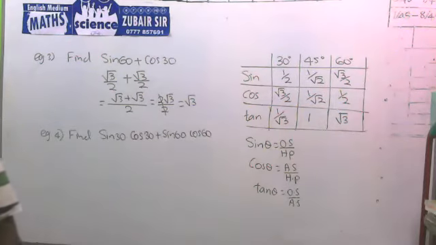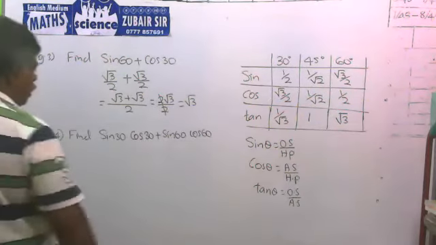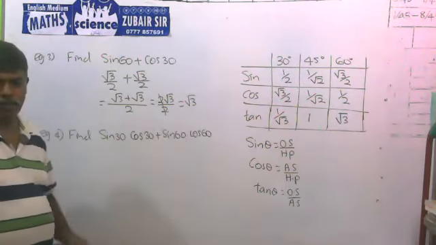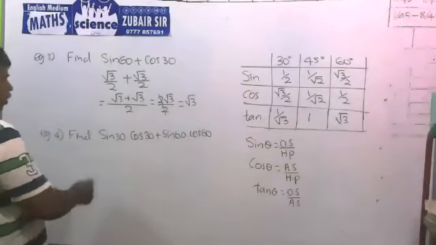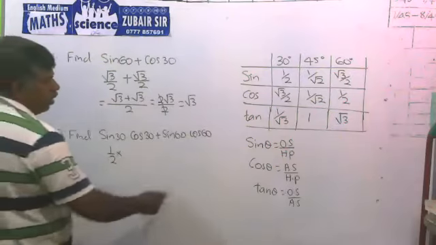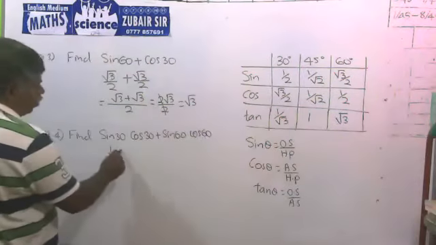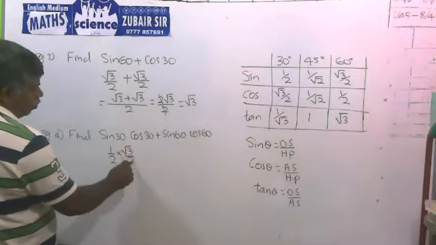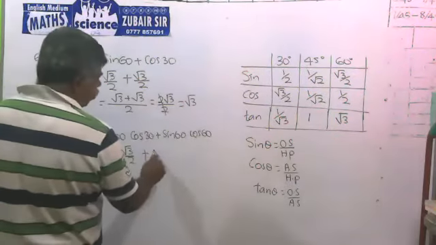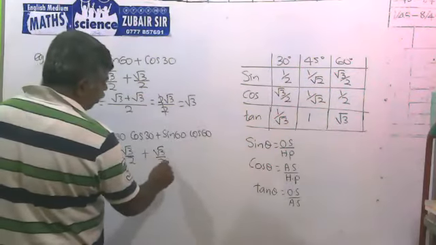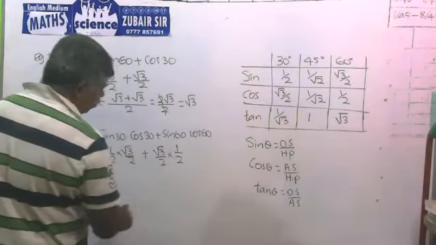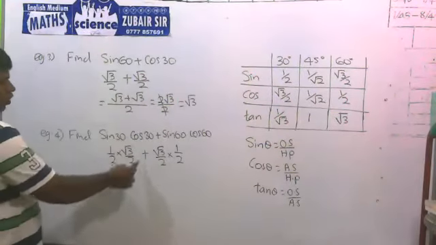Now they are asking you to find sine 30 cos 30 plus sine 60 cos 60. Then apply the values. Sine 30 is half, into cos 30. Cos 30 is root 3 over 2, plus sine 60. Sine 60 is root 3 over 2 into cos 60. Cos 60 is half. Directly we have to apply the values.